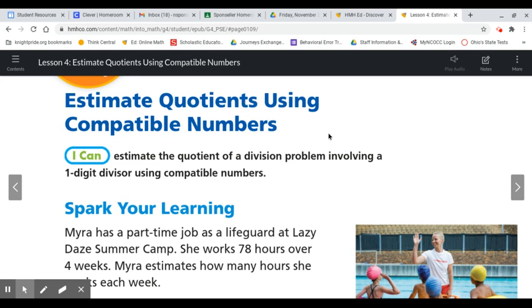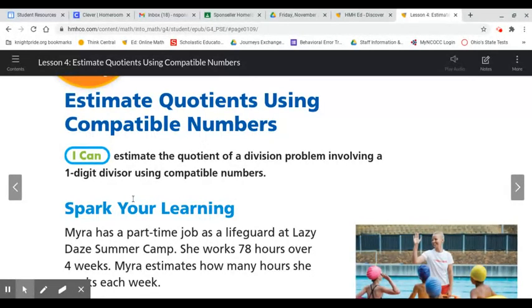Quotients, think about what the word quotient means. The quotient is the answer to a division problem. So we're going to estimate division problems, finding the answer, using compatible numbers. One of your vocab terms there, compatible numbers. And compatible numbers are numbers that are easy to compute mentally and are close to the exact numbers in the problem. Okay? Another way we can call it is friendlier numbers, numbers that are easier to work with.